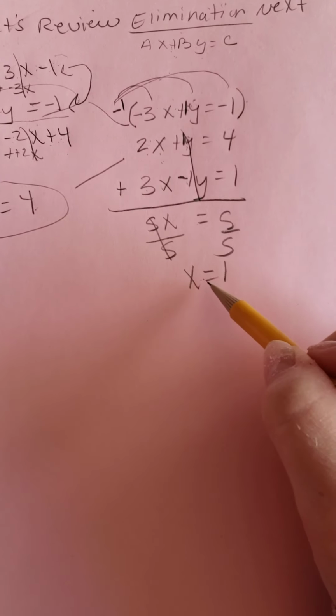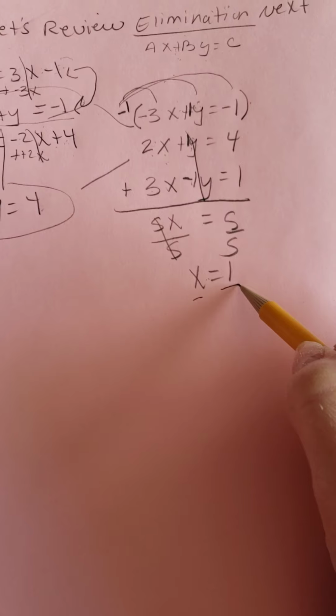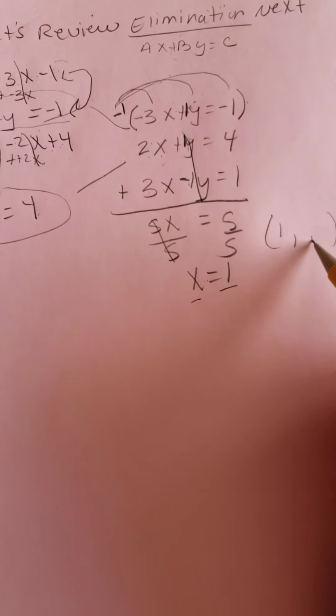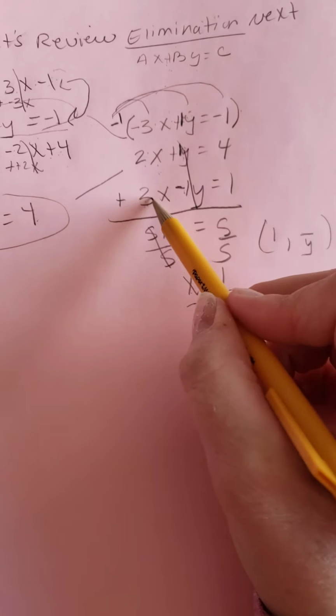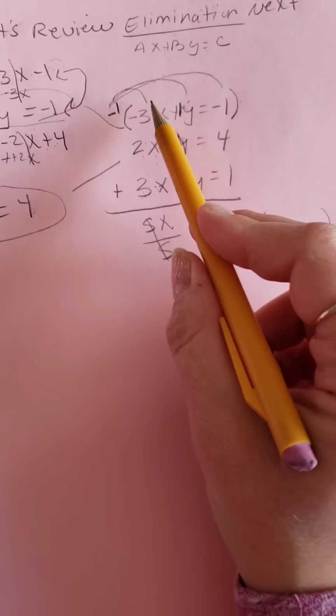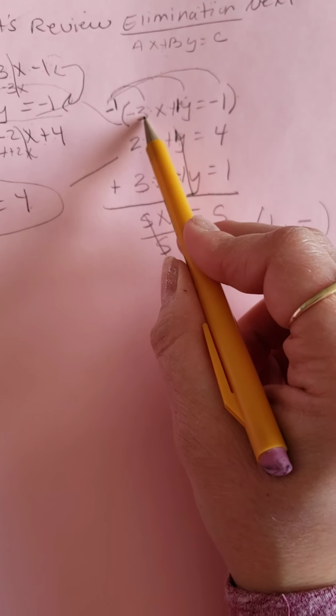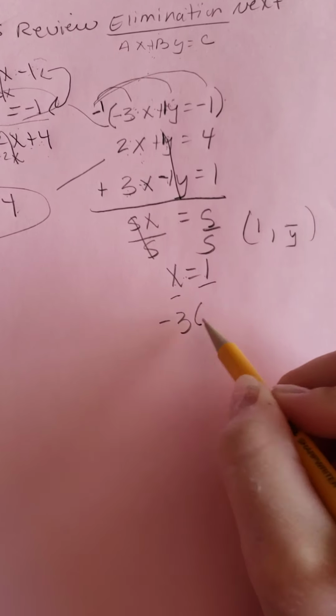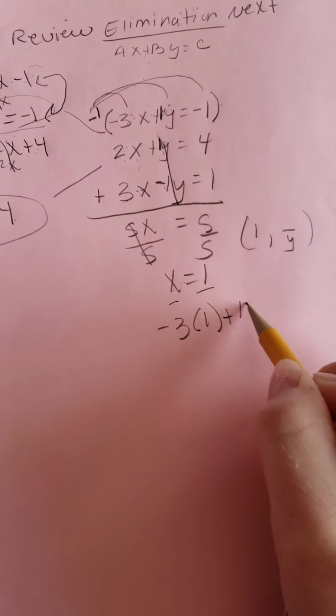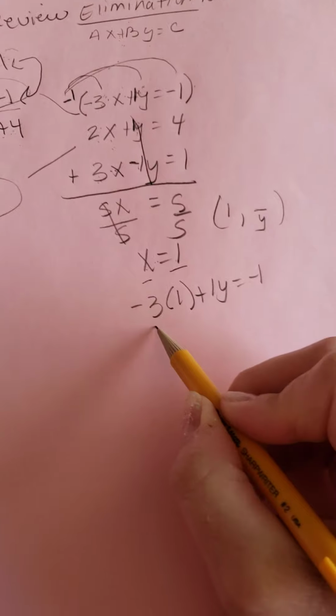How do I do that? I replace x with 1, because remember I need my ordered pair, x comma y, so I need to find my y. So replace x with 1 in the first equation. Do not use the one that you changed. You could have made a mistake. Always use the original. So I'm going to use this one. And instead of negative 3x, I'm going to do negative 3 times 1 plus 1y equals negative 1. Okay, and I'm going to solve.